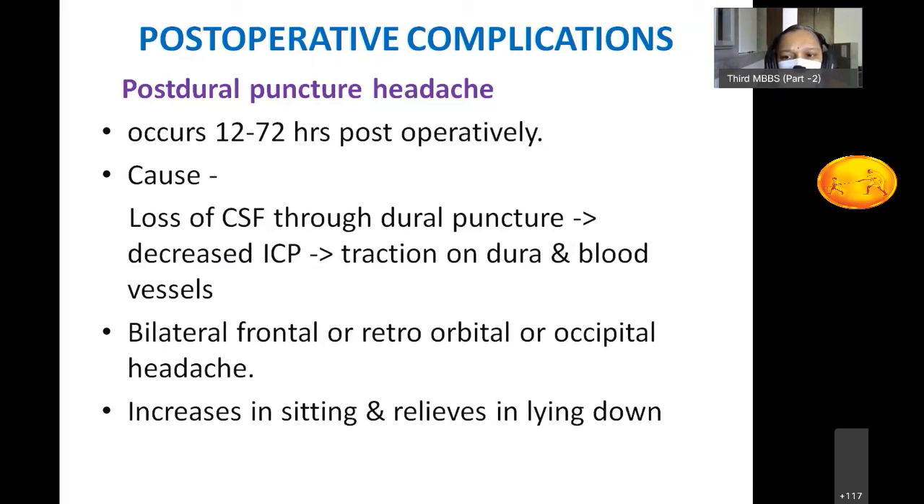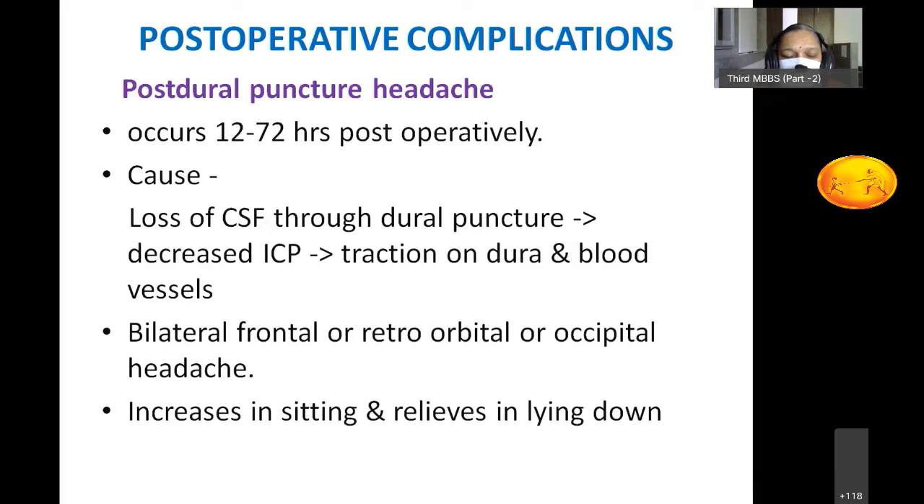And there are some post-operative complications with the spinal. The most common complication seen after spinal anesthesia as a post-operative complication is post-dural puncture headache. This is a typical headache of spinal anesthesia which occurs 12 to 72 hours post-operatively. The cause of this headache is the loss of CSF through the dural puncture, which decreases the ICP, and there is a traction on the dura and the blood vessels.